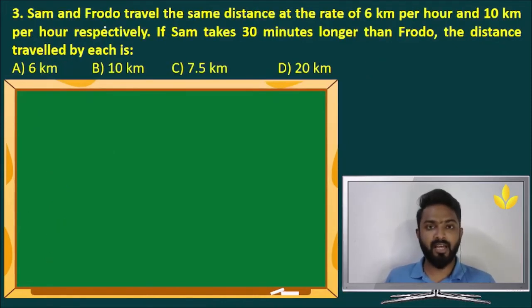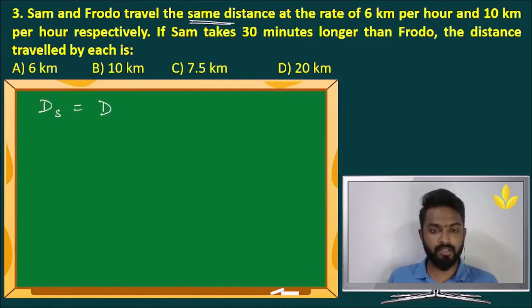Question number 3. Sam and Frodo travel the same distance. Beautiful question. Here itself they have given us the equation. They both travel the same distance, and the different speeds are also given. And they have told that Sam takes 30 minutes longer than Frodo. They have asked us to find the distance. Okay, well and good. So we already have that the distance traveled by Sam equals the distance traveled by Frodo. That means obviously speed of Sam into time of Sam equals speed of Frodo into time of Frodo.